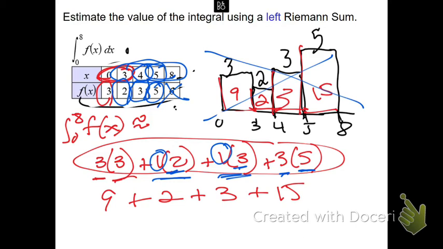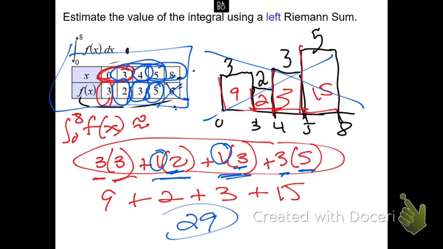Okay, maybe pause and rewatch that video so you can see how to do it quicker without having to draw the graph. Okay, just to get an answer for this, we would add all that up. So let's see, it is 29. Final answer.